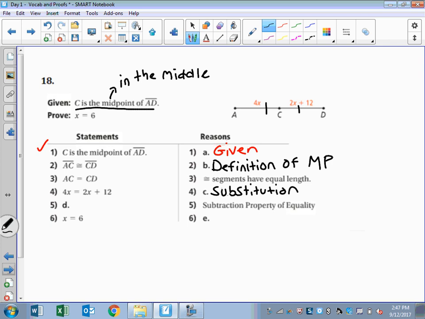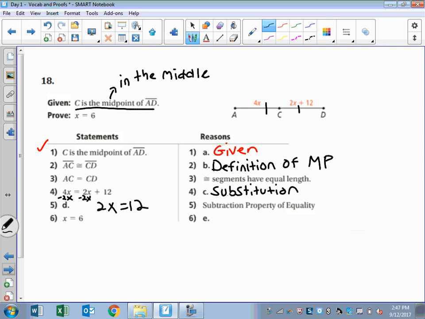Now here we have a reason. We have subtraction property of equality, so that means we're subtracting something from both sides. The only thing we could move, or not the only thing we can move, but the thing that would be easiest to move is the 2x. So minus 2x from both sides. We would get 2x equals 12. That's the subtraction property of equality.